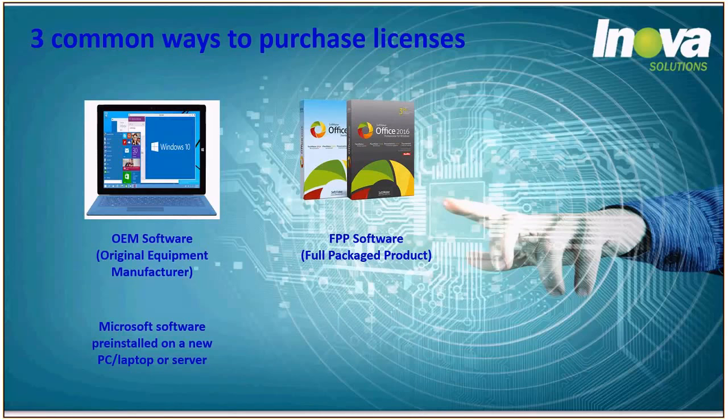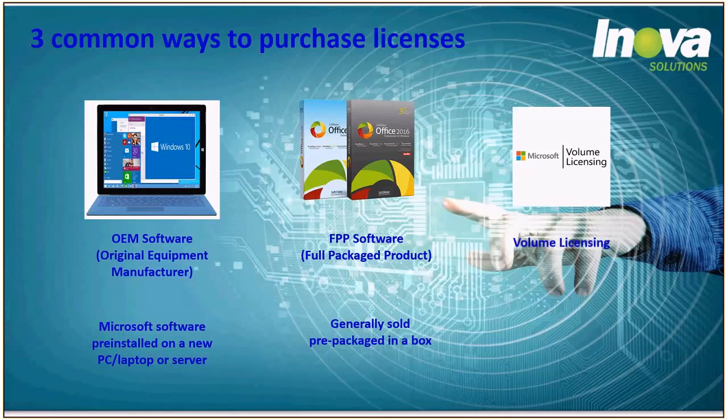Another way to purchase licenses is through FPP, or what we call full packaged product. That is where you would actually buy this retail. So you go to a store and they sell the actual package in a box, the license and the software in a box, and you purchase that off the shelf. So that is one way where you acquire that license.